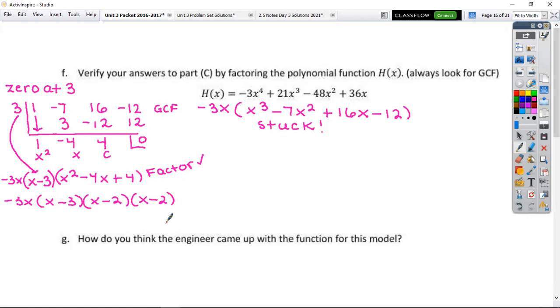So I need to write this as a formal polynomial. I'll just come right over here. And then lastly, we're going to verify our answers. So P of x is equal to negative 3x, and then x minus 3, and then x minus 2 squared. Okay, so it says verified. So this right here represents factored form now. So this is your factored form.